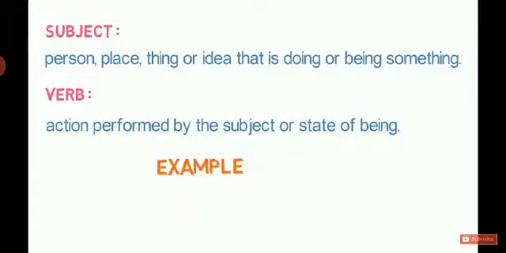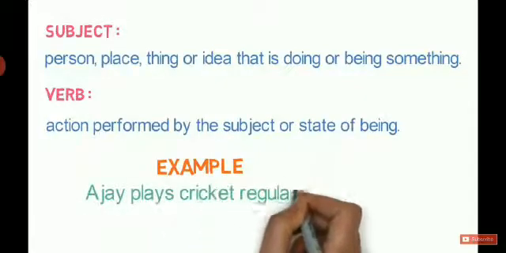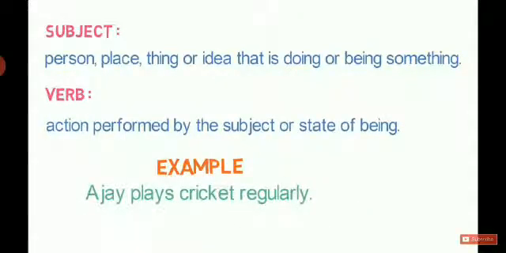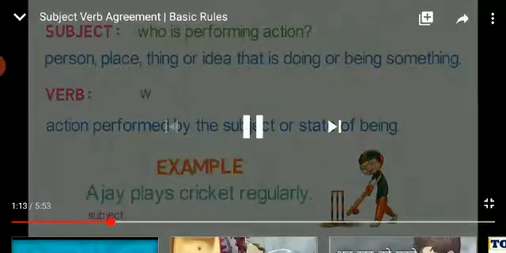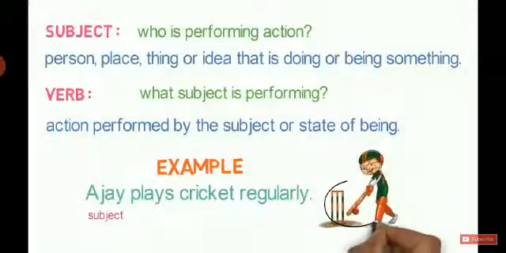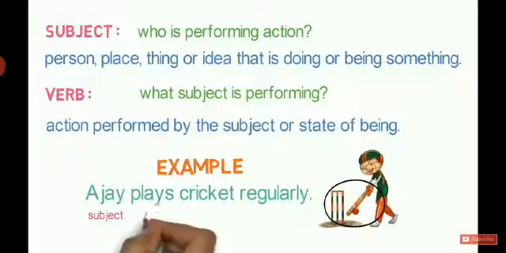So for example, Ajay plays cricket regularly. To identify the subject, ask who is performing the action. So it is Ajay. So Ajay is the subject. And to identify the verb, ask what the subject is performing. So it is playing. So the verb in this case is plays. So to identify the subject and verb, ask these questions.